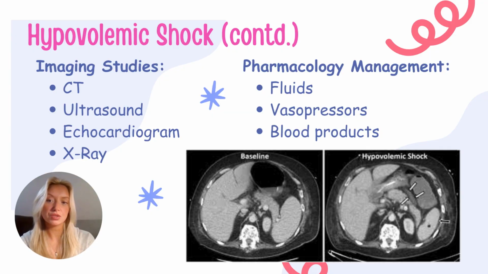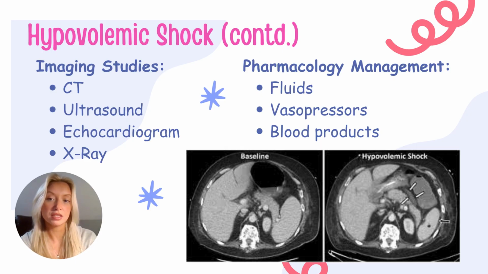Imaging studies used to diagnose hypovolemic shock are really going to focus on identifying the source of the volume loss itself and evaluate cardiovascular response. The most important imaging study used to diagnose hypovolemic shock is a contrast CT that's going to look for any active bleeding. We can see that in the picture below, the example of a regular CT and then compared to a patient in hypovolemic shock.